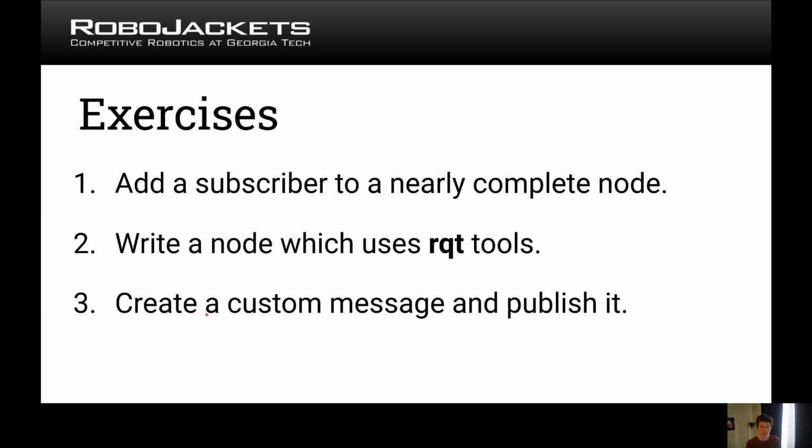All right, so we've got a couple of exercises planned for you this week. The first one is just adding a subscriber to a node that is pretty much written for you, except for that subscriber. Then we're going to be using RQT and looking at how nodes actually operate, and how a node that we write operates. And the last one is going to be writing a custom message type. We've got those all published, and I will send out the link with the same email that contains this recording.